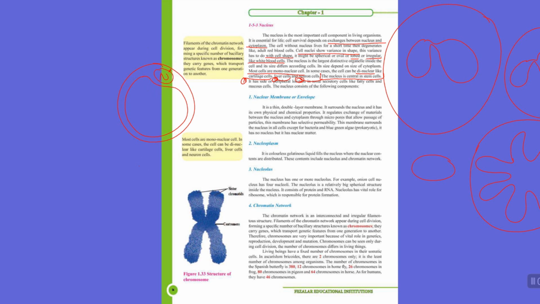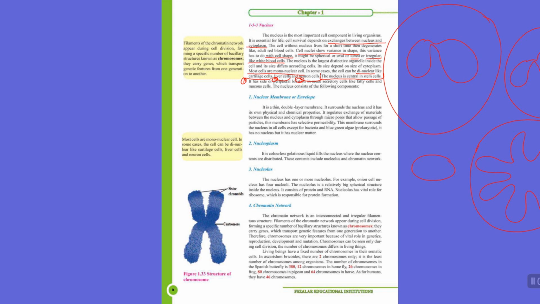And this we call it peripheral. Peripheral means on the surface, like fatty cells and mucous cells. The nucleus consists of following components. It's a thin double-layer membrane. Nucleus means it is covered by 2 membranes, as in mitochondria and in chloroplast.